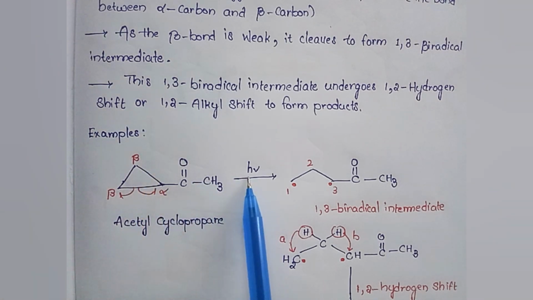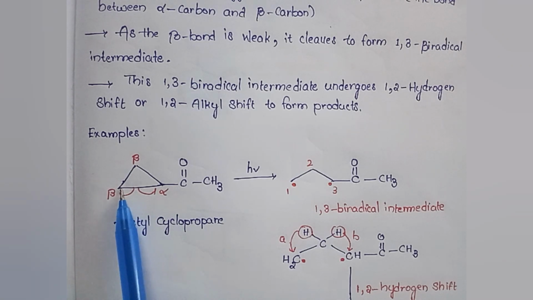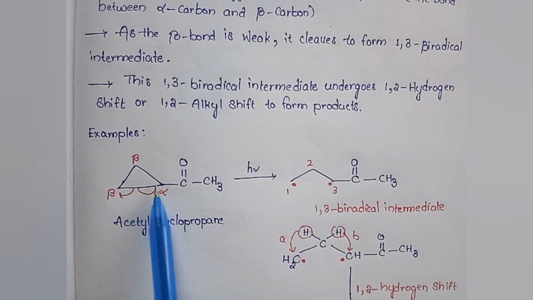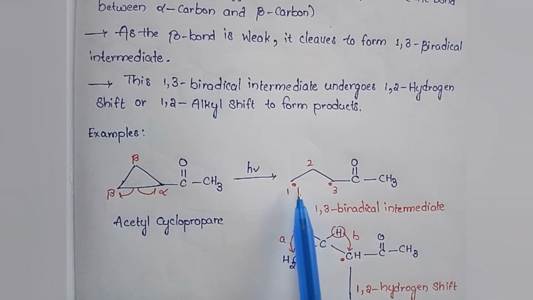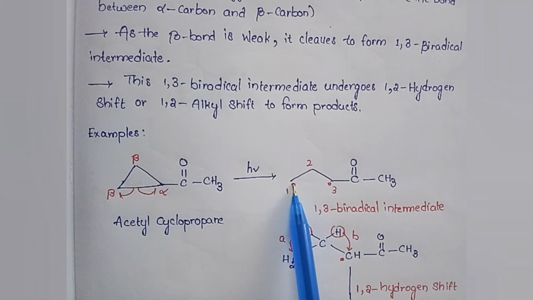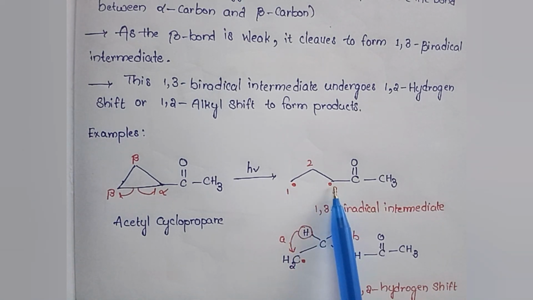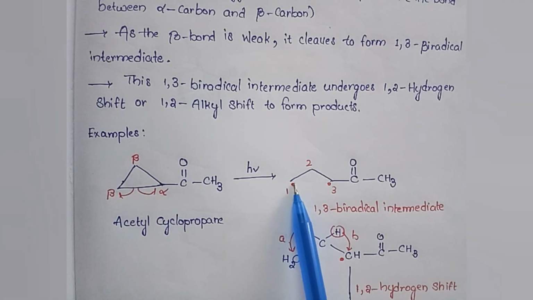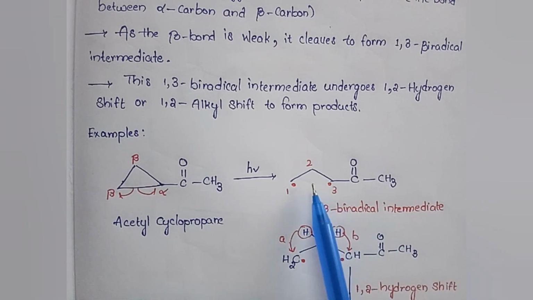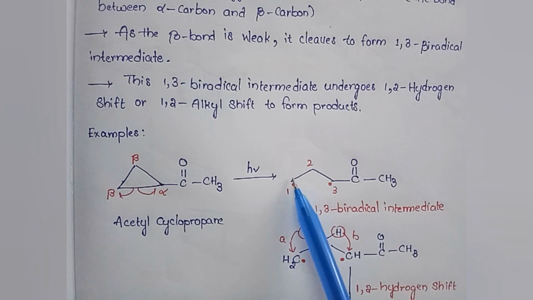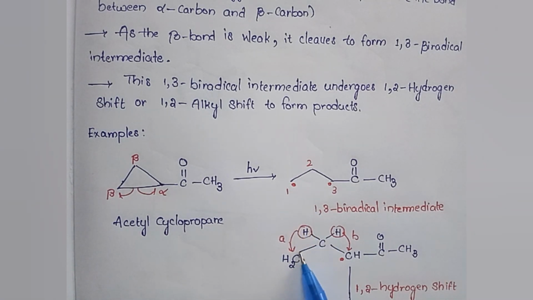So when it is irradiated by UV light, the bond between alpha carbon and beta carbon is cleaved to form two radicals. One radical at this carbon atom and another radical at this carbon atom. So this is 1, 2, 3. So a 1,3 biradical intermediate is formed. This is CH2, CH2, and this is CH. These are the two radicals.